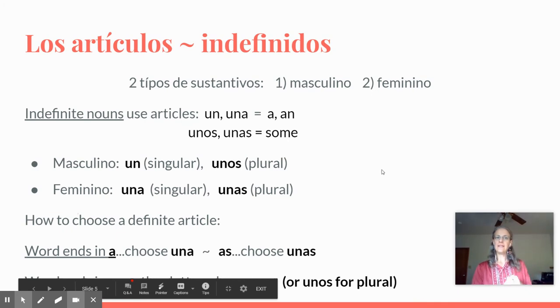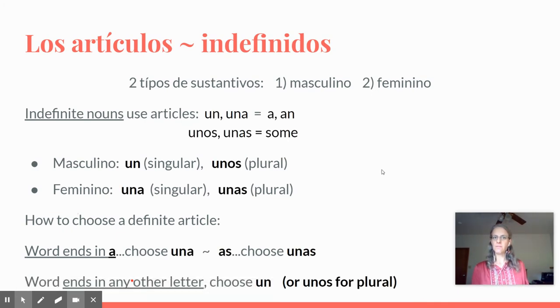All right, how about indefinidos? Indefinidos mean something else in English, but they work just like artículos definidos. We still have the two types of nouns, so we're still looking at nouns, and we still have masculino or femenino. But now for indefinite articles, we're choosing between un or una, which mean a or an, and unos or unas, which means some.